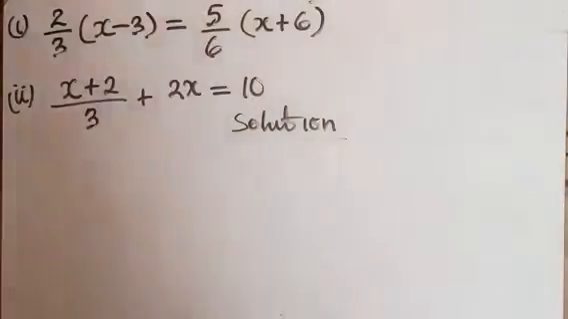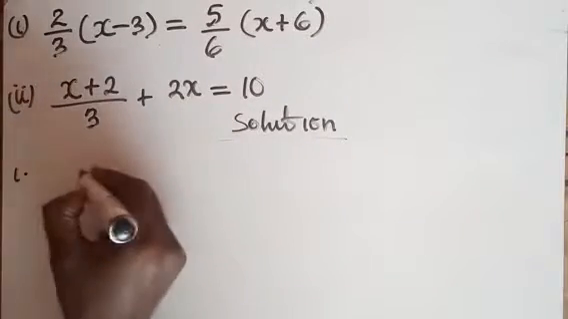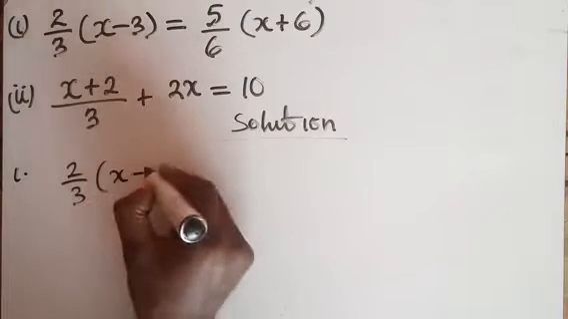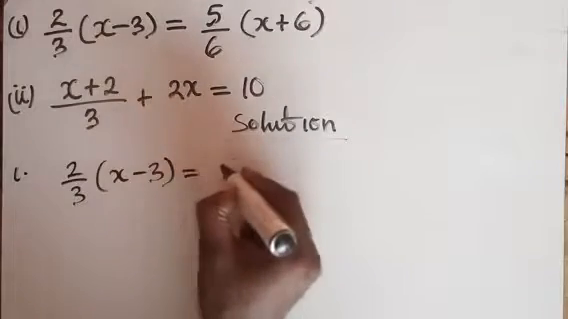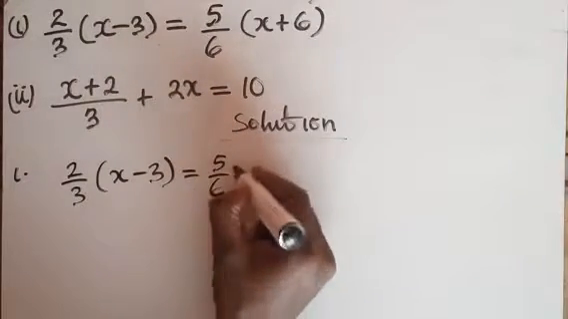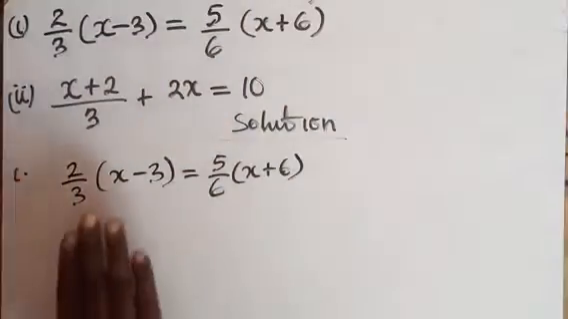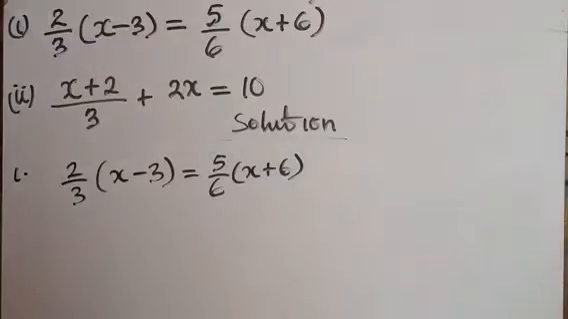Example 2. Unlike the one we did earlier, this one contains brackets and fractions. So we look at 1, which is 2 on 3 (x minus 3) equals 5 on 6 (x plus 6). So how are we going to work this out? We said this part is equal to that. If it is objective, you can just guess and put a value for x and see whether it will work. But if it is theory, how are you going to do it?